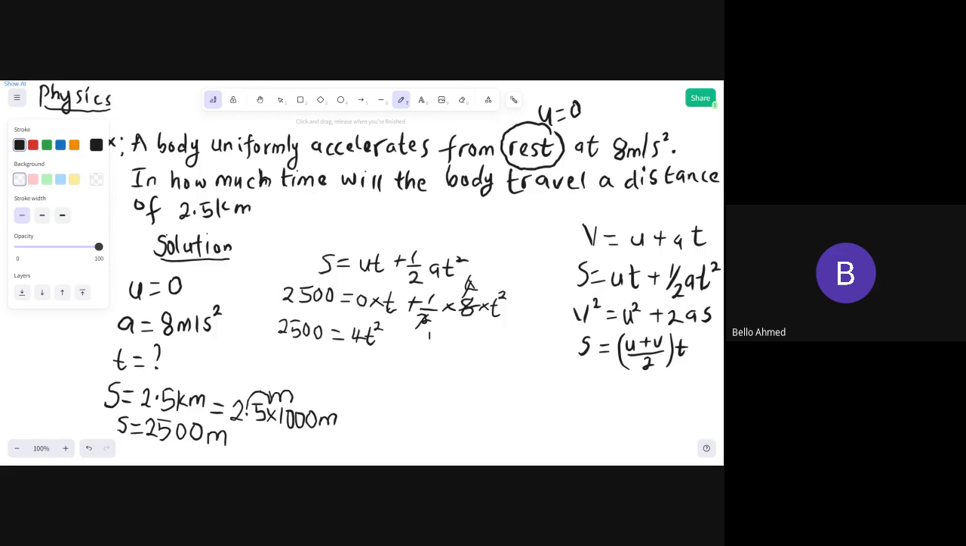So now, how do I solve this? It means that I have to look for t and not 4t squared. The first thing is I'm going to eliminate this 4. The right way to do this is to divide both sides by 4. So if you divide both sides by 4, what are you going to get? I will say my t squared is equal to 2500 divided by 4.